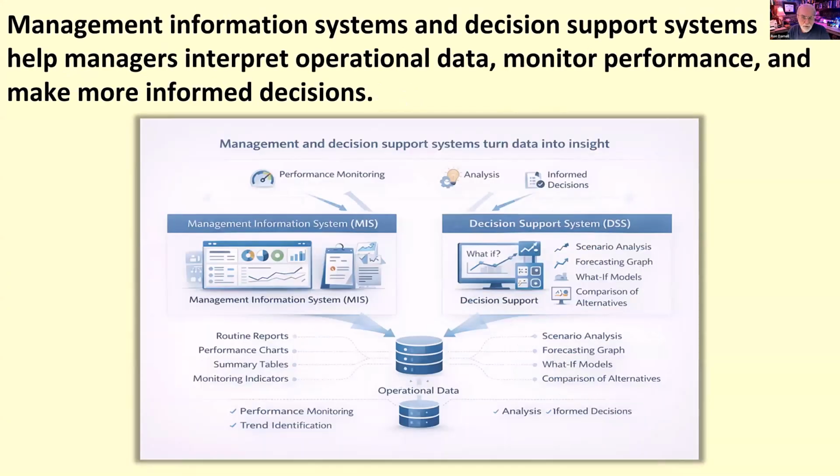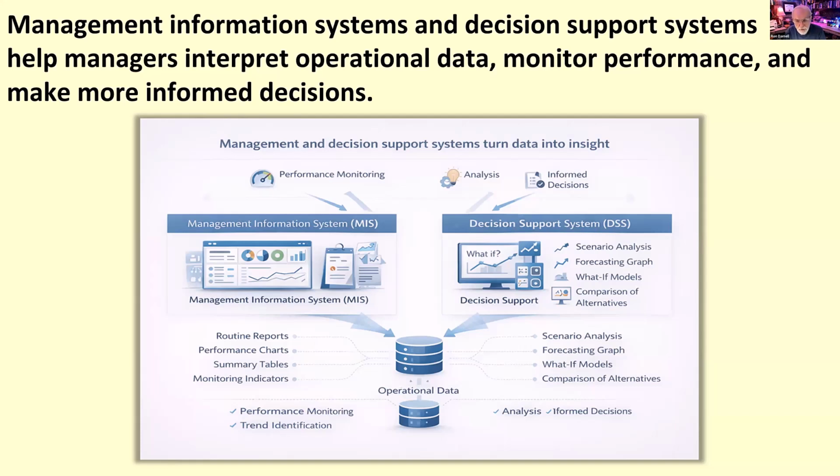Management and decision support systems turn data into insight. Management information systems and support systems help managers interpret operational data, monitor performance, and make more informed decisions. We move from operational systems to systems that support managers more directly here. Transaction processing systems capture the raw data of daily business activity, but managers need systems that organize, summarize, and analyze that data in ways that support oversight and decision making.